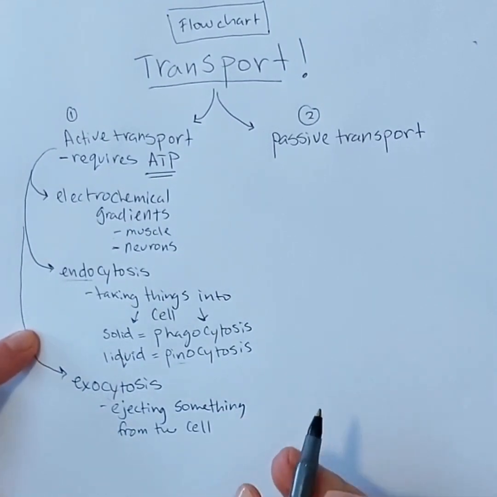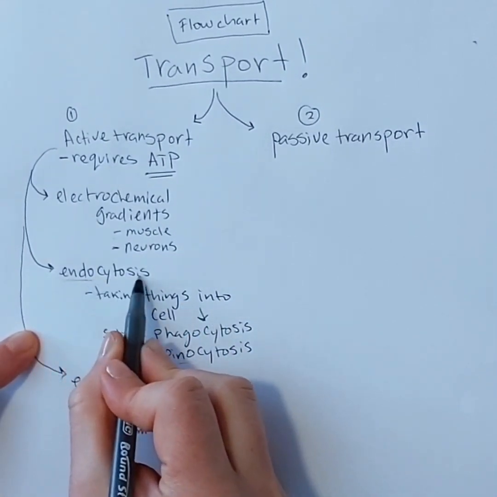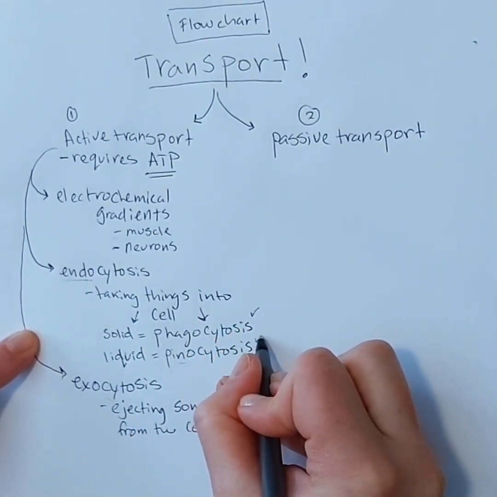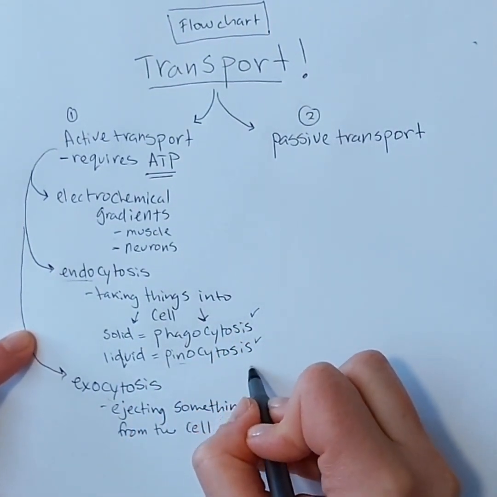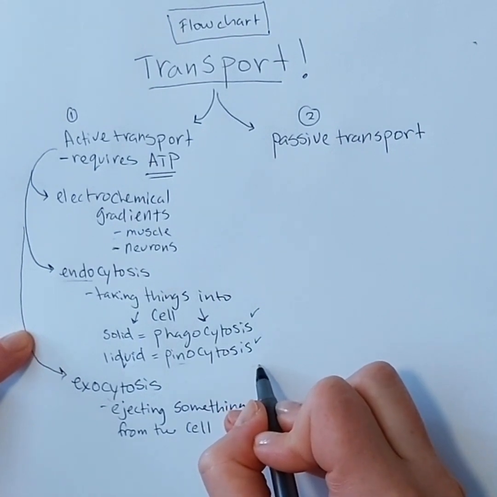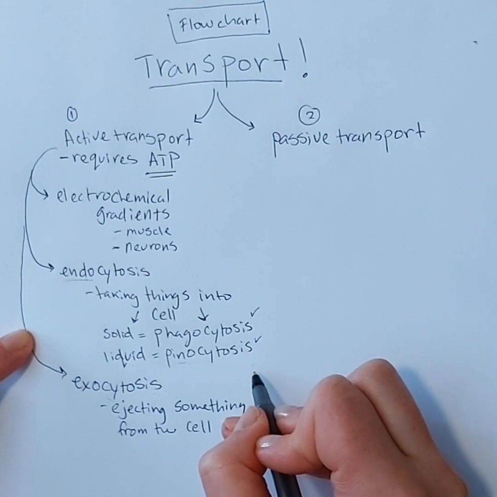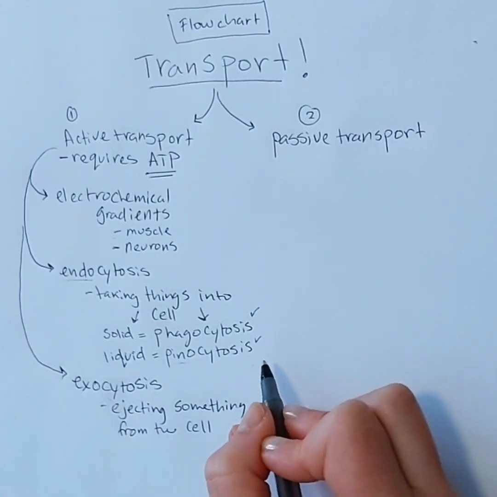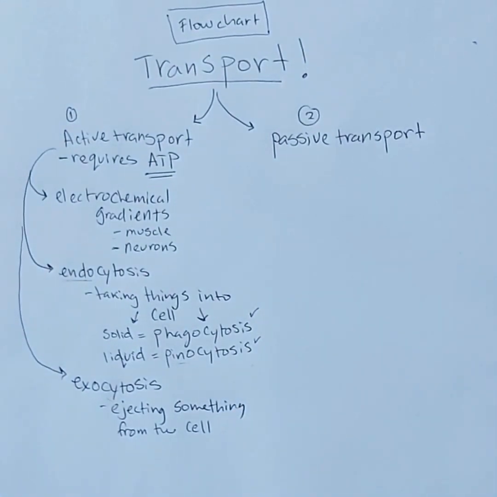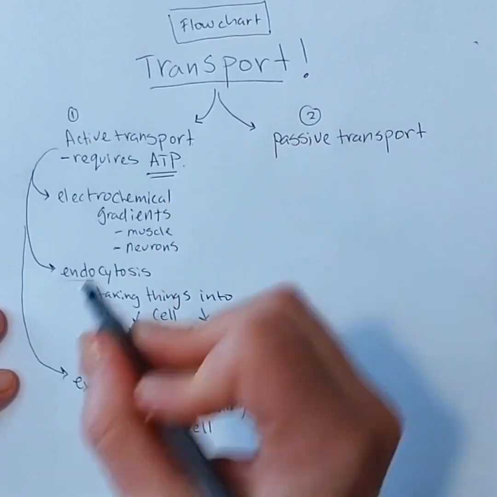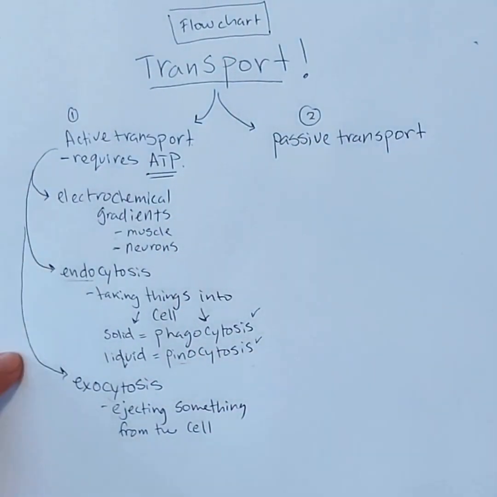Now, if you read your book really closely, you probably noticed that there's another type of endocytosis that I didn't mention. It's not just pinocytosis and phagocytosis. It's also receptor-mediated endocytosis. But that one we're not going to talk as much about, and it's less important in your daily life, so we're just going to focus on these main two. So we know that active transport requires ATP, and that there's three main ones that we care about.